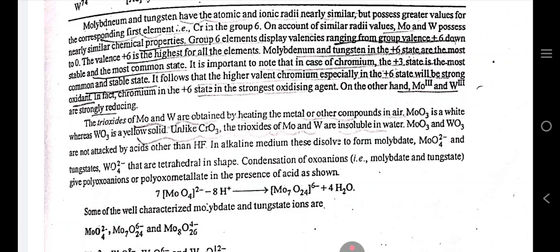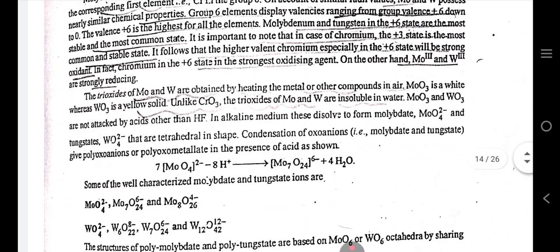Group 6 elements display valencies ranging from group valence plus 6 down to 0. The valence plus 6 is the highest for all the elements. Molybdenum and tungsten in the plus 6 state are the most stable and the most common state. It is important to note that in case of chromium, the plus 3 state is the most common and stable state. It follows that the higher valent chromium, especially in the plus 6 state, will be a strong oxidant. In fact, chromium in the plus 6 state is the strongest oxidizing agent. On the other hand, the lower valent states are strongly reducing.